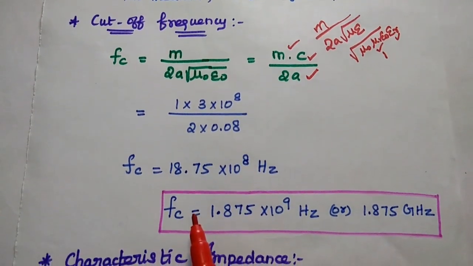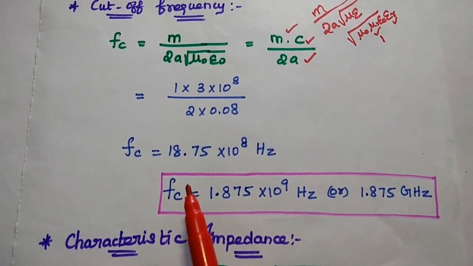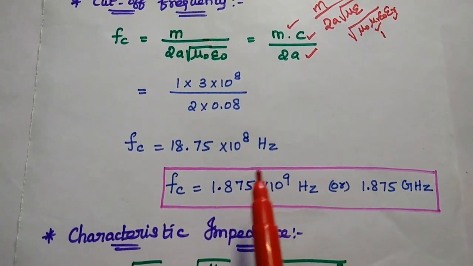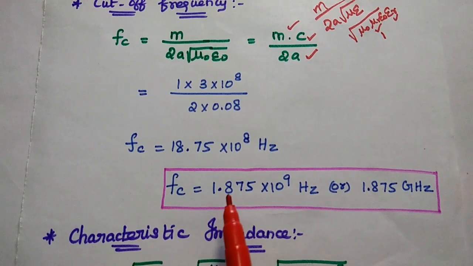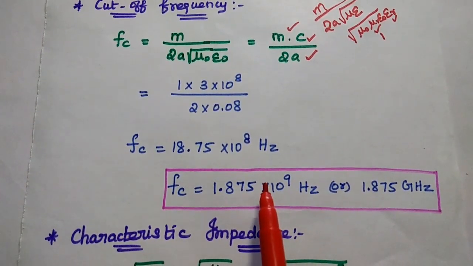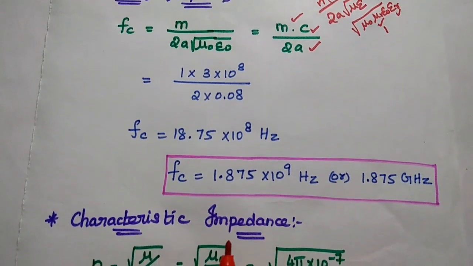We can get the cutoff frequency as 18.75 into 10 to the power 8 hertz. So it can be written as 1.875 into 10 to the power 9. 10 to the power 9 is nothing but giga. Do you all understand this one?